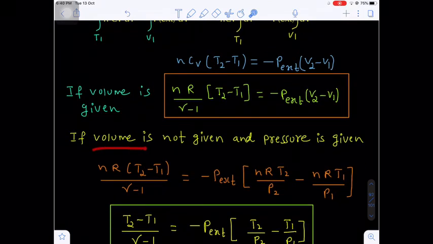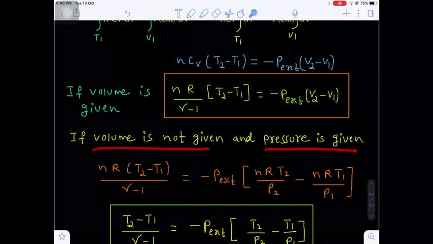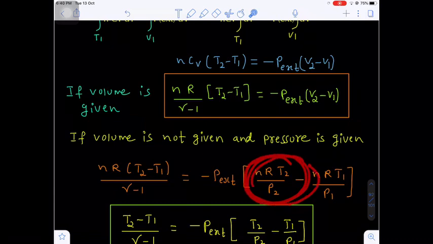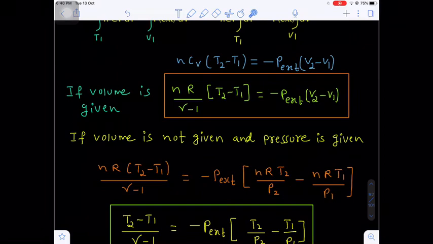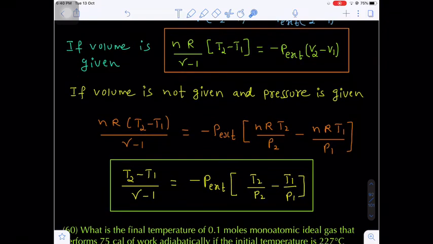Now, if the volume is not given and pressure is given, then write the volume in terms of pressure. So instead of volume, use nRT by P. So P2, T2, because temperature changes, pressure also changes. Because in an adiabatic process, pressure, volume, temperature, all these state variables change. Okay, are you getting my point?